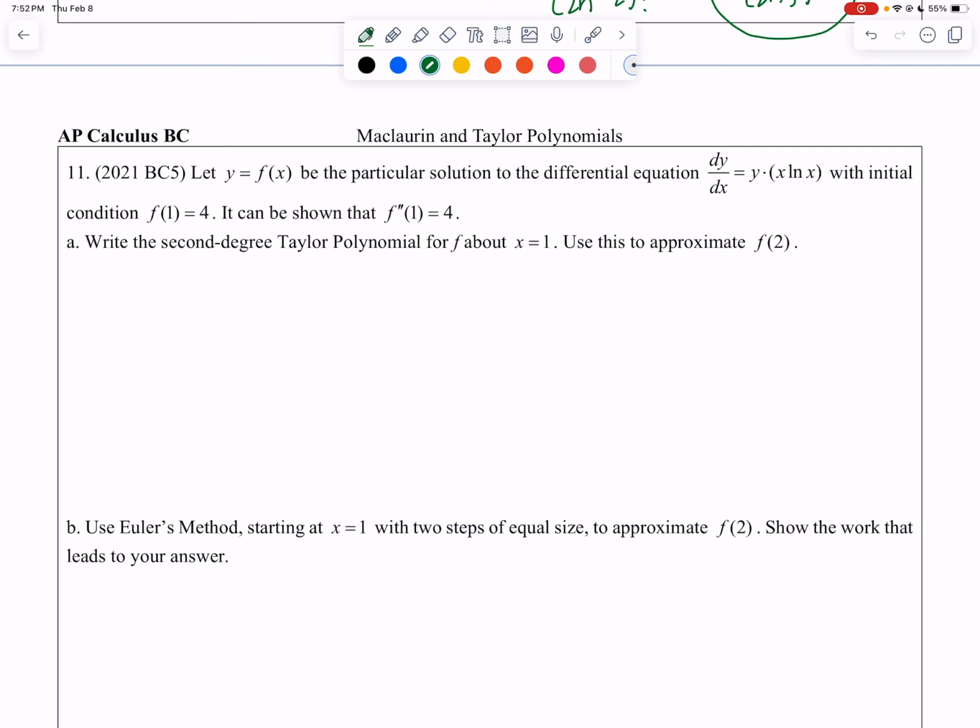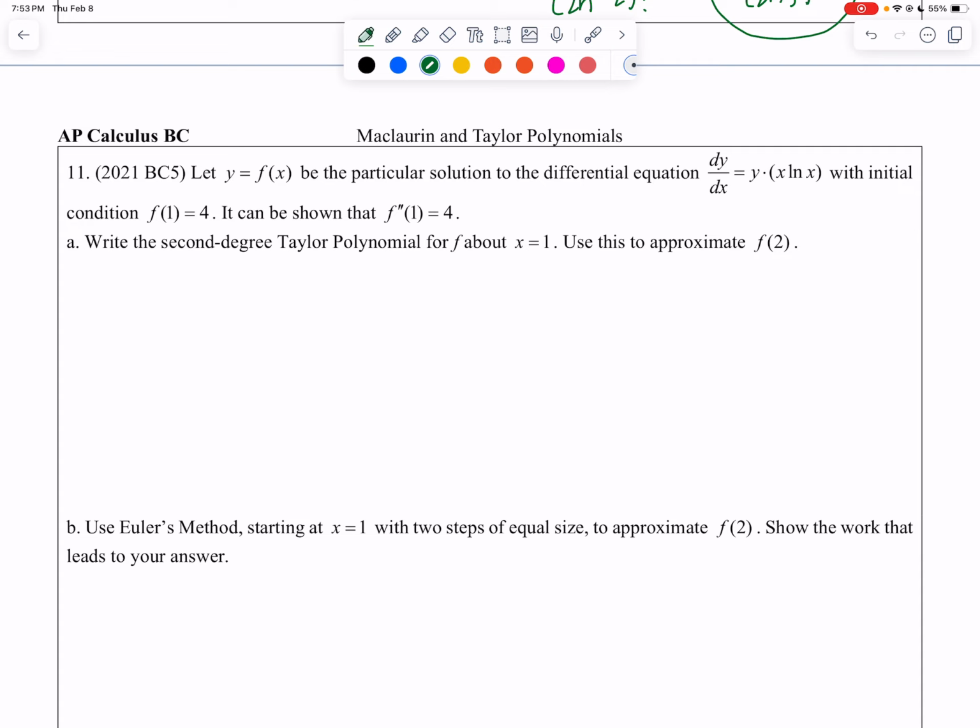We have y is equal to f of x be the particular solution of dy/dx is equal to y times x ln of x. And we have some initial conditions. The first one being f of 1 is equal to 4, and then the other one being f double prime of 1 is equal to 4. Part A says write a second degree Taylor polynomial for f about x is equal to 1, and then we're going to use this to approximate f of 2.